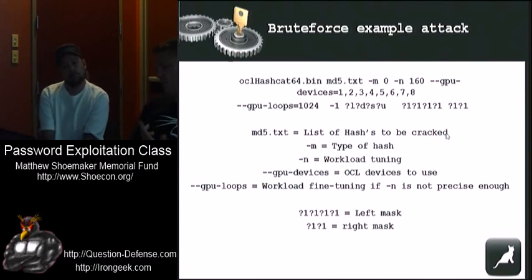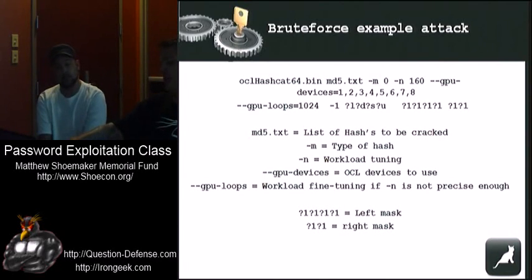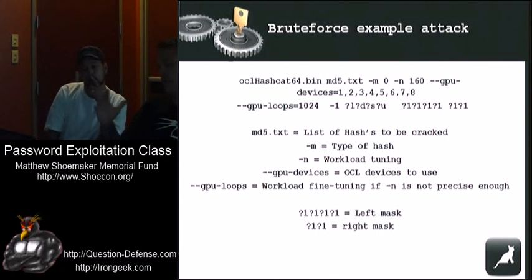So this is an example of a brute force. Real quick, md5.txt is the list of hashes to be cracked. -M is the type of hash. -N is the nice setting I was talking about, workload tuning, 1 being the nicest and 160 being the heaviest. You can give the GPU devices flag. By default, it will use them all. But if you give the GPU devices flag and you only want to use one card, for example, because you were watching something on the other card, you could do that and still utilize your other card for your desktop. And there's a GPU loops flag too, which just adds a little bit more.